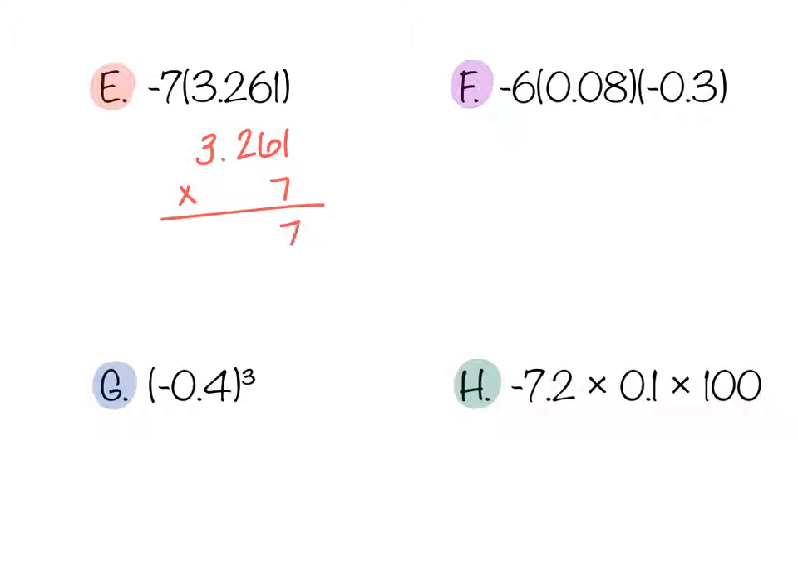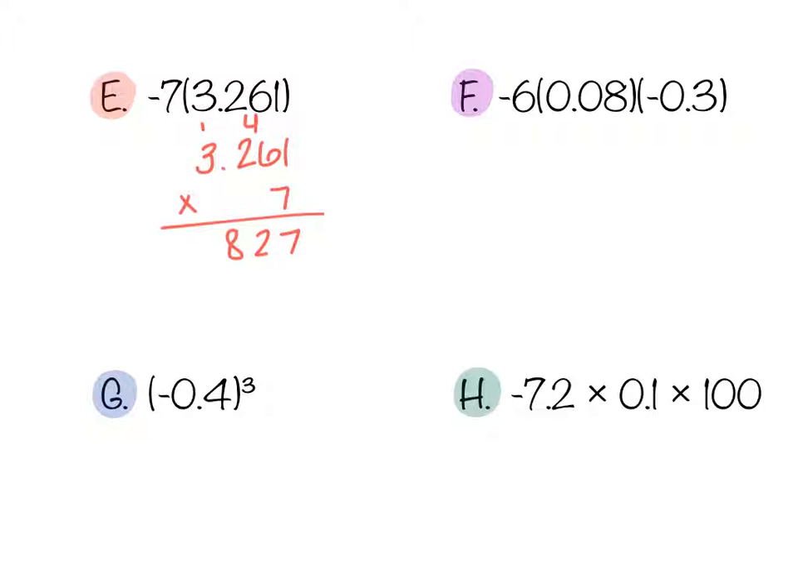7 times 1 is 7. 7 times 6 is 42. 14 plus 4 is 18. 21 plus 3 is 22. And we have 3 decimal places, 1, 2, and 3 in our problem. So I need to count over and make sure I put 3 decimal places in my answer. We also had 1 negative number, so negative 22.827.